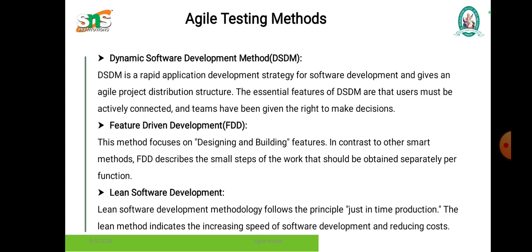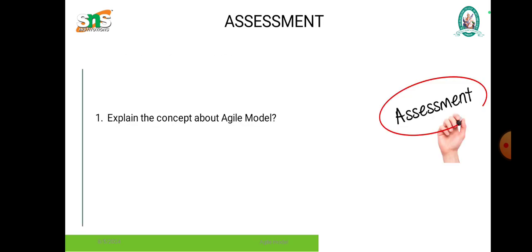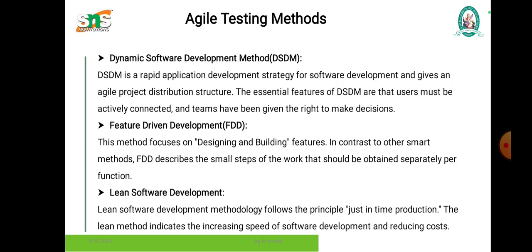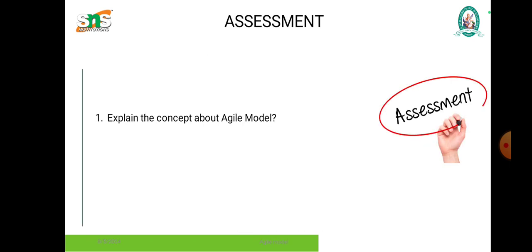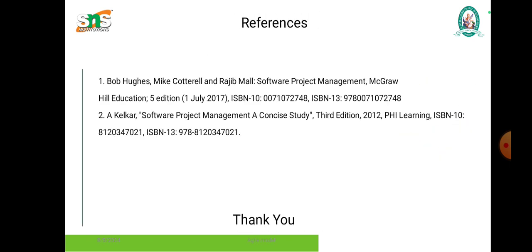And the last method is Lean Software Development. A lean software development methodology follows some principles like just in time production. This method indicates increasing the speed of software development, and it helps to reduce the cost. So these are the agile testing methods, and this is the assessment, and these are the references.